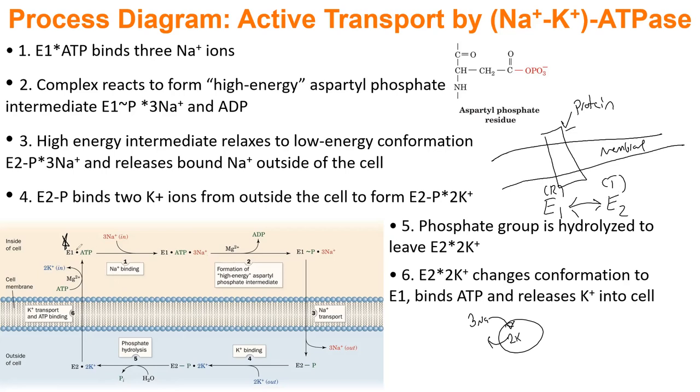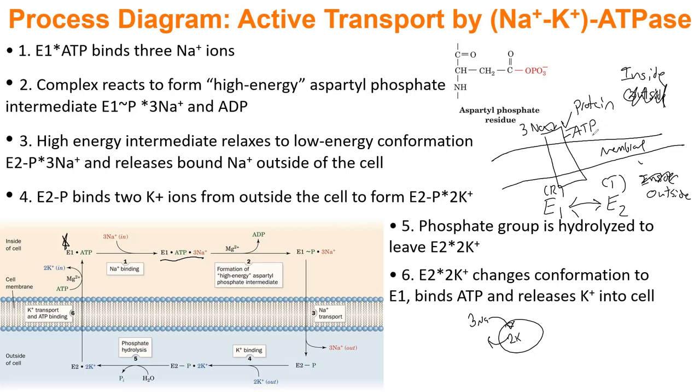So we start in the E1 conformation and we already have ATP bound to our protein. So ATP is bound. And this is the outside. This is the inside of the cell. Whoops, got that reversed. Guess it doesn't matter, but inside, outside. All right. So what happens is that on the inside of the cell, we have 3 molecules of sodium binding to our protein. And we get this transition state called E1-ATP-3 sodium.